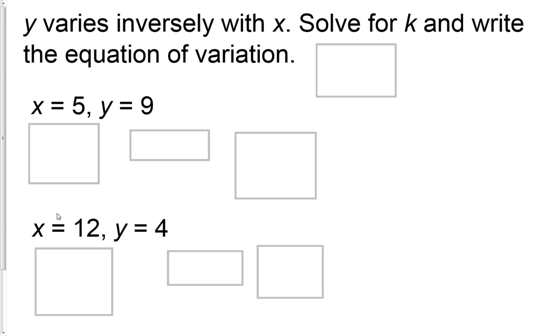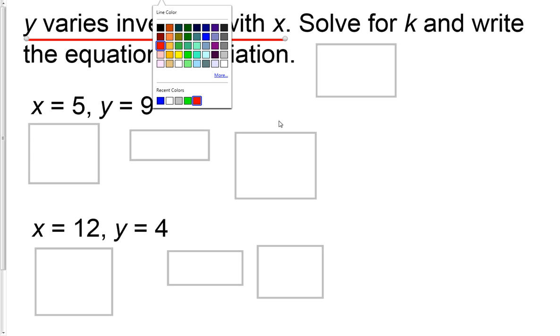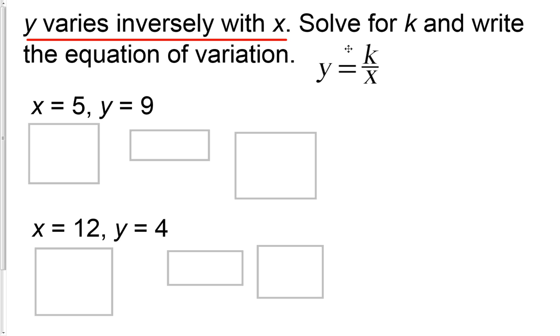Next, we have y varies inversely with x. So now our equation changed, right? Inversely with x. Okay, so now in this case, y is not the same as it was before. Y does not equal k times x. Y is going to equal k divided by x. Okay, still solving for k and writing the equation.